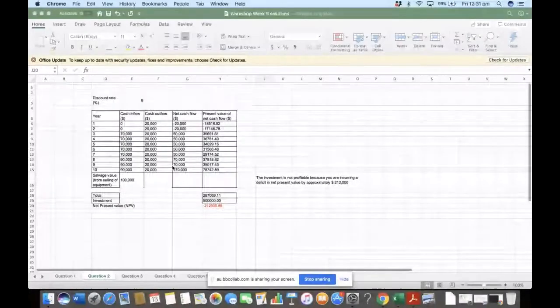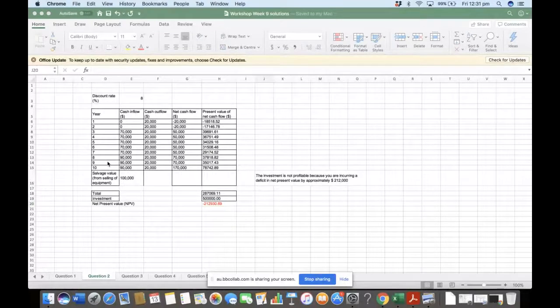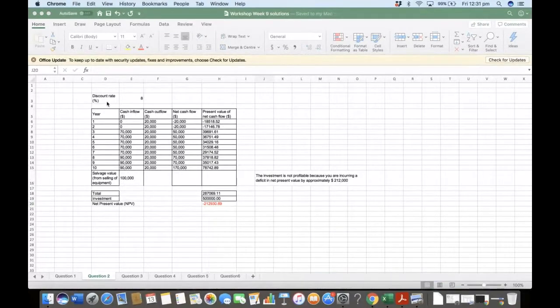All right. So question number 2. This is what information is given to us. So we have our discount rate is 8%, and this is our cash flow, right? So from year 1 to year 10, this is our incoming. So year 1 and year 2 we don't have any profits. From year 3 to year 7 we have incoming cash flow of 70,000, and from year 8 to year 10 we have incoming cash flow of 90,000. Now our outgoing cash flow is this 20,000 each year, and then our salvage value on the 10th year, which we are going to get, is 100,000.